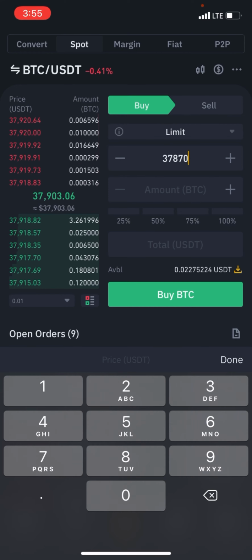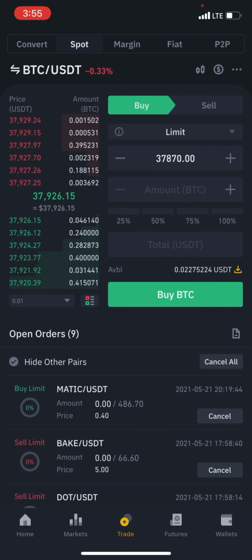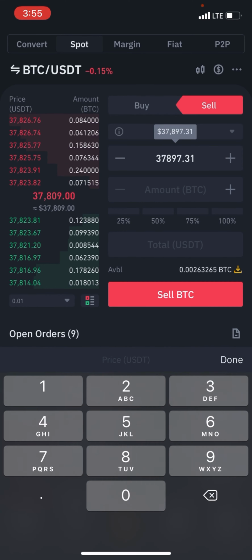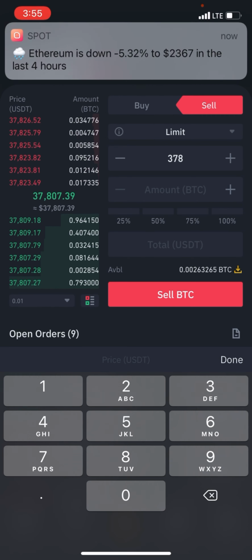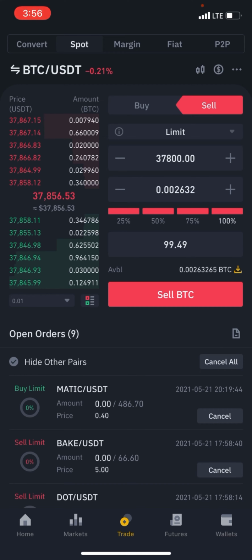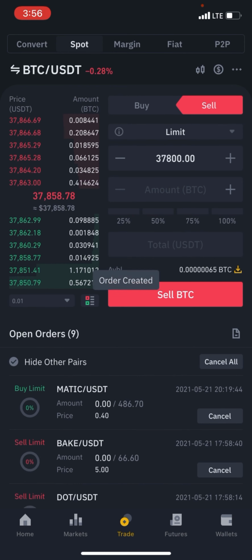All right, and I'm going to click on 100% because I'm looking to sell everything. Sorry, I've changed it to sell. It was actually on buy, so I've clicked on sell. I'm going to edit this again. Let me use 37,800. Then I'll click on 100% because I'm looking to sell everything. Then I'll click on sell BTC. So that is actually converting BTC to USDT.